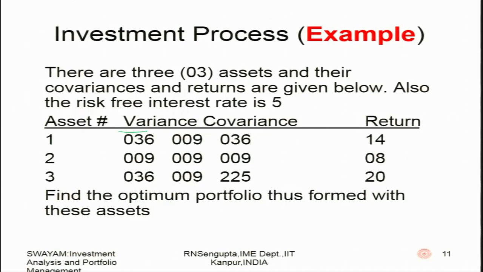If I consider, which I am just marking in green, these values are basically the variance-covariance values for these 3 assets. And this one, which I am marking here, 14, 8 and 20, are the returns. Forget about the units. You can replace the units and do the problem in a similar way, but it is mainly to make you understand how the problem is to be solved. You want to find out the optimum portfolio thus formed.